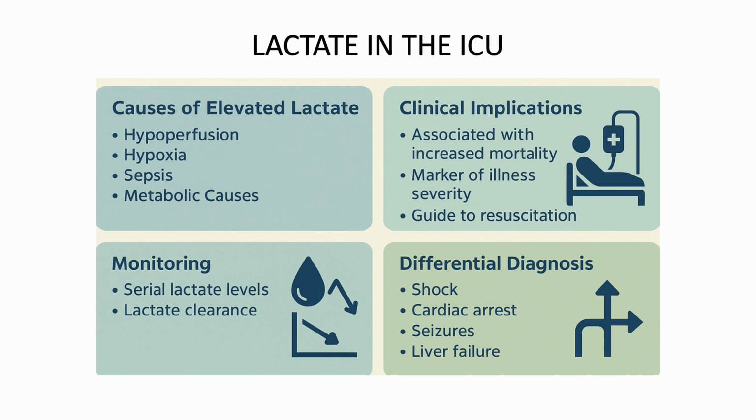These can be separated into type A and type B. Type A is due to inadequate oxygen delivery, either from hypoperfusion, hypoxia, or less commonly, anemia. Think of the initial oxygen delivery equation that I mentioned earlier in this presentation. Type B is where there is no evidence of tissue hypoxia, and rather there is an imbalance between production and clearance. This can be related to hepatic or renal failure, certain malignancies, and drugs.